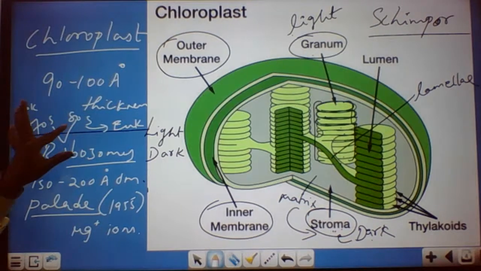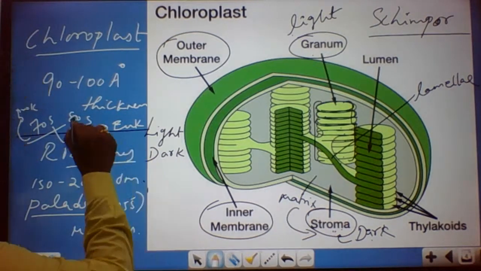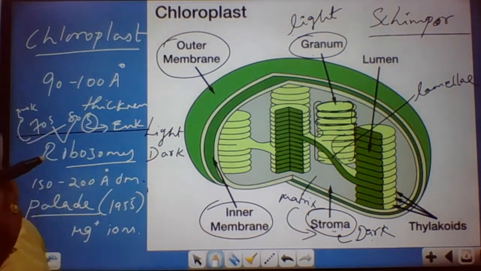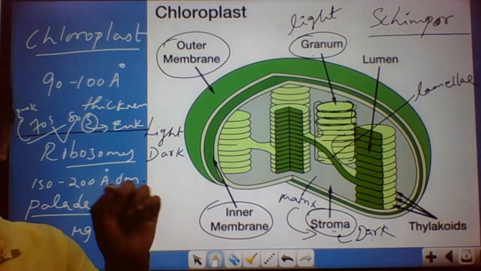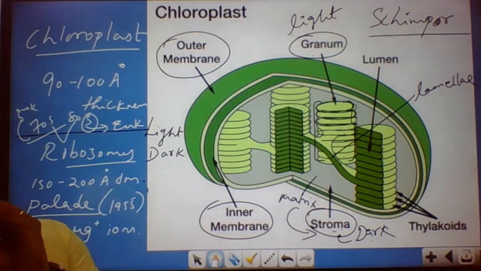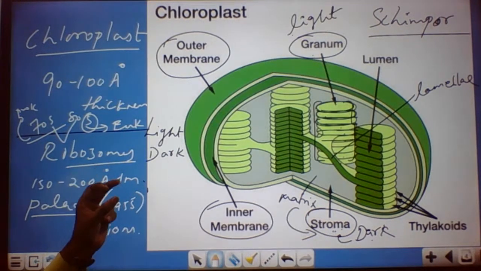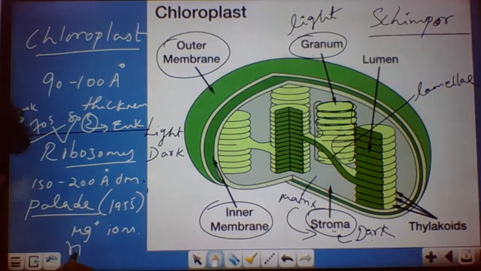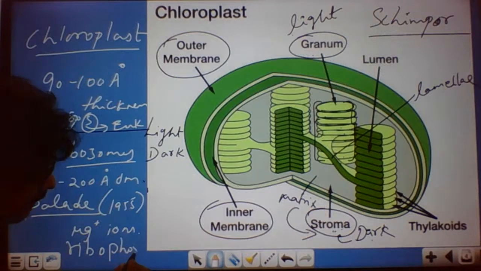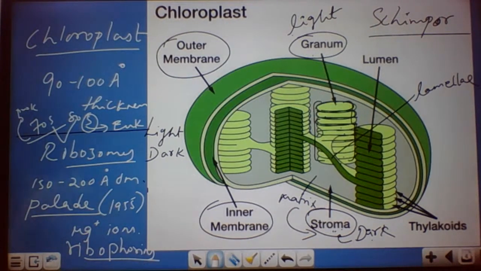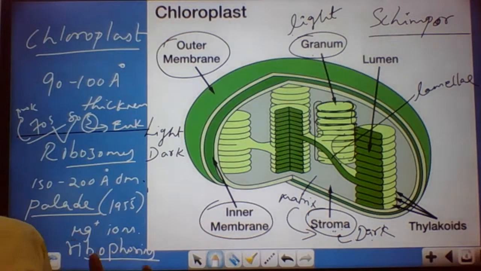So 70S for prokaryotes and 80S for eukaryotes. What does the S stand for? In ribosomes, what does the S stand for? Ribosomes consist of special proteins, which are called riboforins. The special types of proteins that the ribosomes are made up of are riboforins. S stands for Svedberg unit. Based on the sedimentation coefficient only, we are categorizing 70S and 80S.